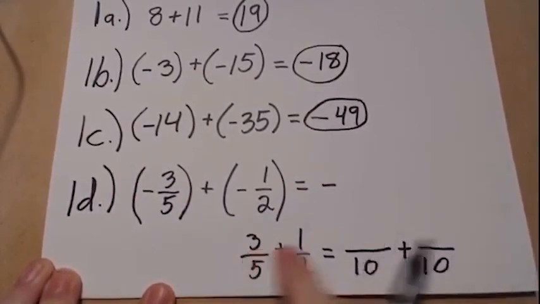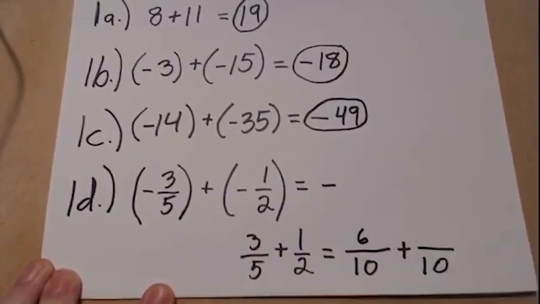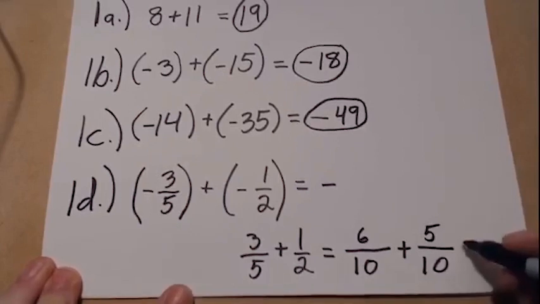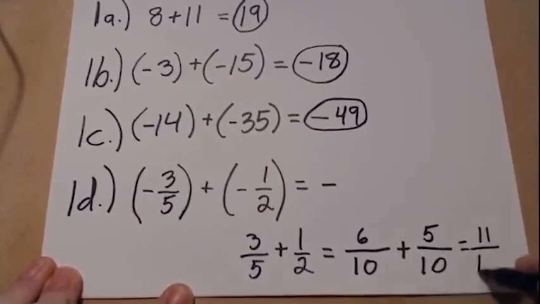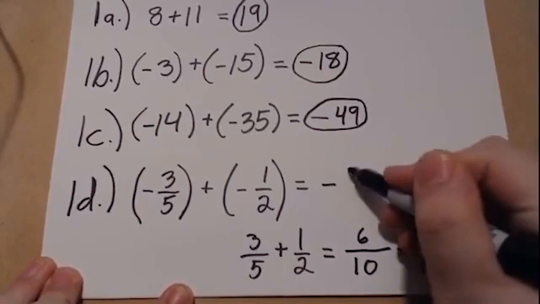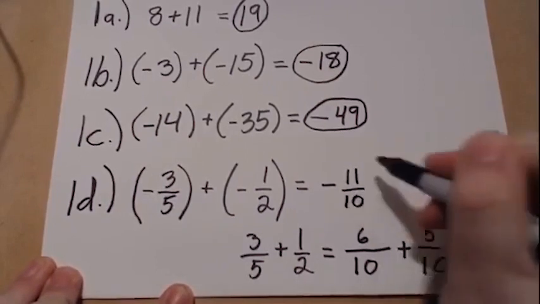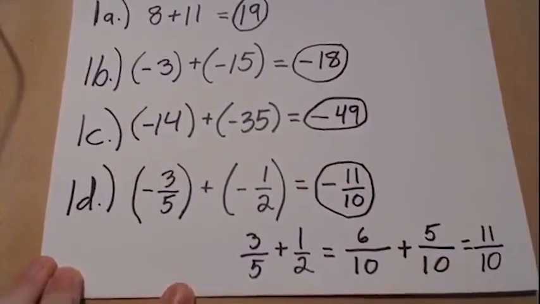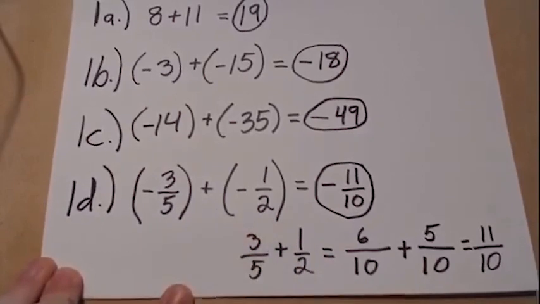5 times 2 is 10, so 3 times 2 is 6. 2 times 5 is 10, so we do 1 times 5 is 5. That's 11/10. So our answer, negative 11/10. Don't worry about changing that to a mixed number. We did not have mixed numbers in our original problem, so we do not need to make our answer a mixed number.